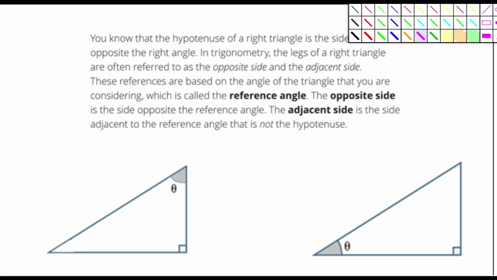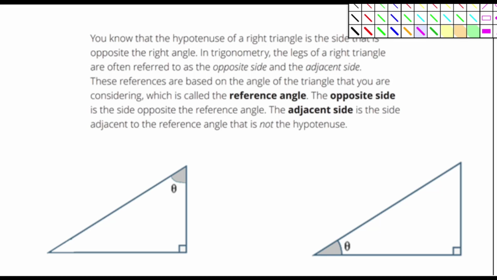Let's go into our problem today. We have a little sketch here, which will help us to label these pictures and go through them. It says, you know that the hypotenuse of a right triangle is the side that is opposite of the right angle. We should know that already. So there's a right angle here, and if I go across from that, that should be your hypotenuse.